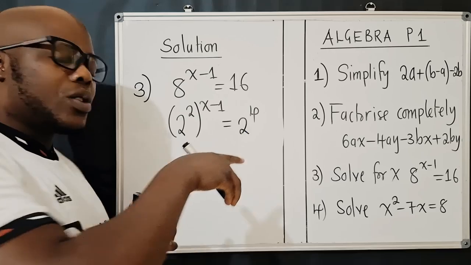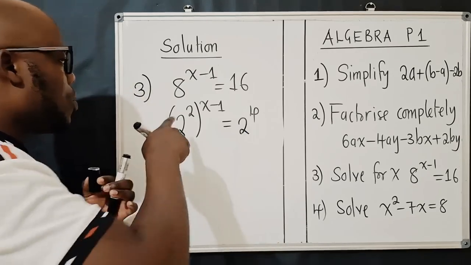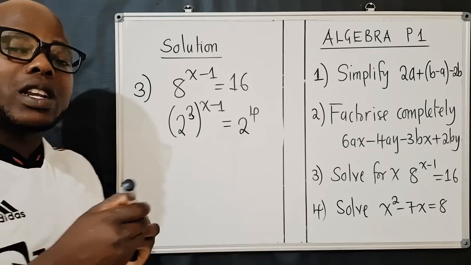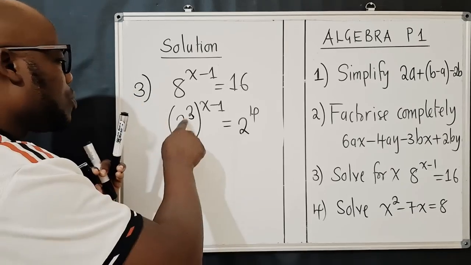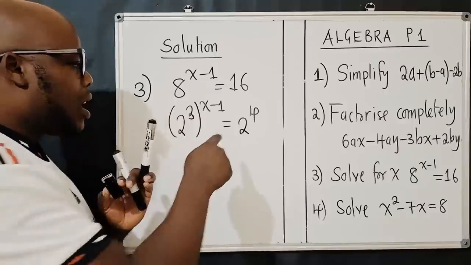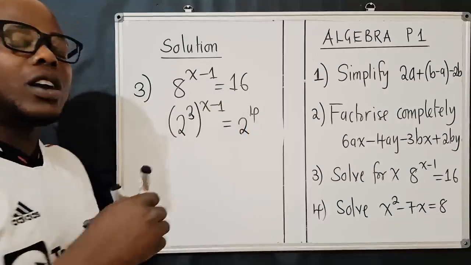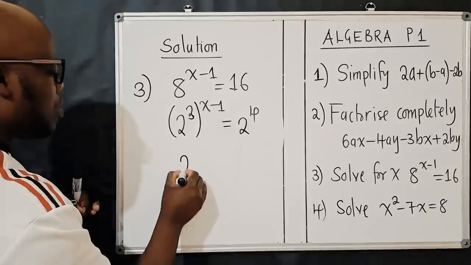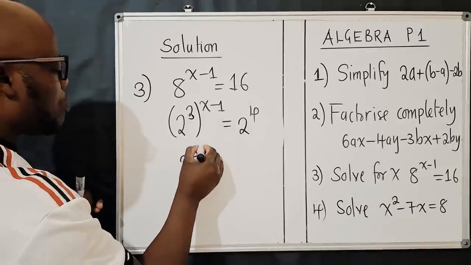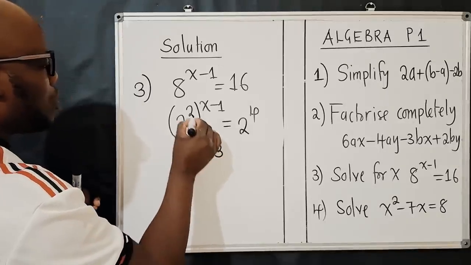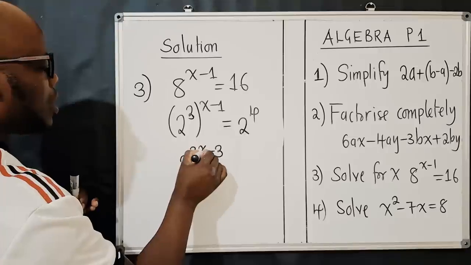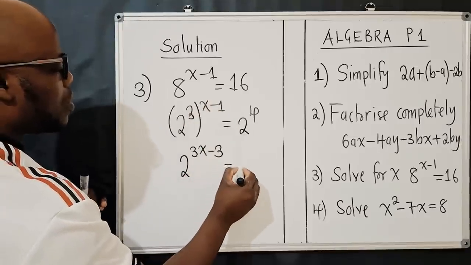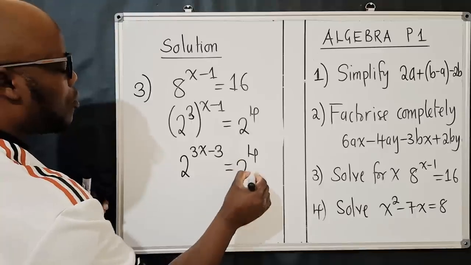2 here. We know that 2 power 3 will give us 8. And then 2 power 4 will give us 16. So here, using the laws of indices, power to power, we multiply. So this 3 times x, it's 3x. 3 times negative 1, it's negative 3, which is equal to 2 power 4.